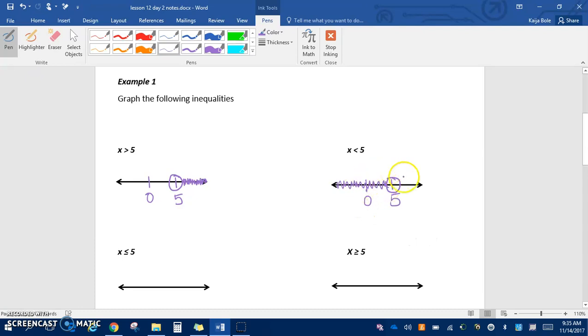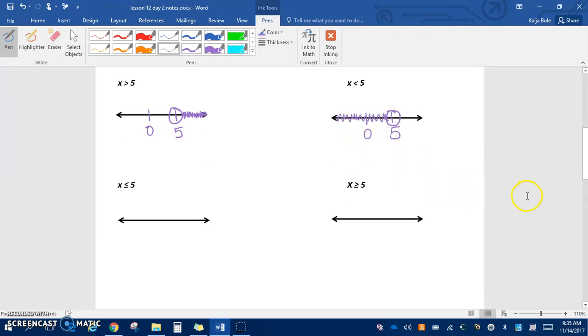In the next example we have x is less than or equal to 5. So I still have 0, I still have 5, but now I'm going to have a closed circle on 5, so make sure that I can tell that it's closed. And I'm less than or equal to, so that means I'm shading to the left and all the way through the arrow again.